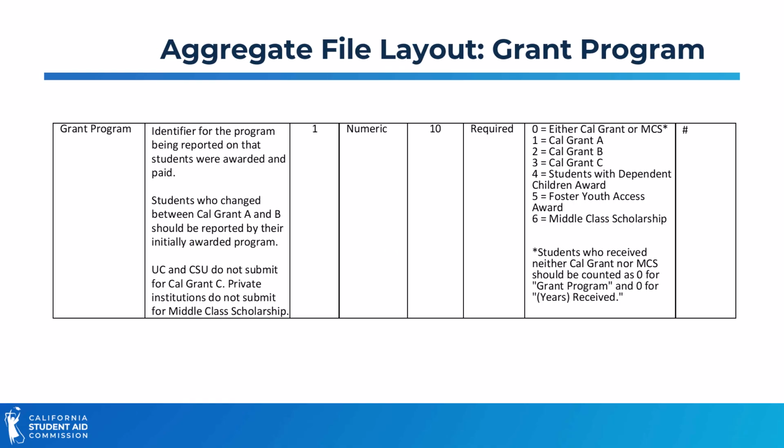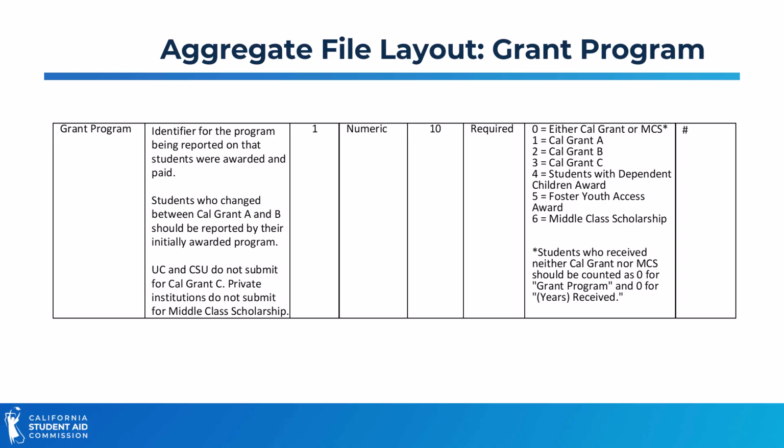The grant program field indicates which program, such as Cal Grant or Middle Class Scholarship, the metric is being reported on. Students who receive multiple grants at your institution will be counted in each category. All students in the cohort will be included in each grant program category, but will have different years received values if they did or did not receive the aid.